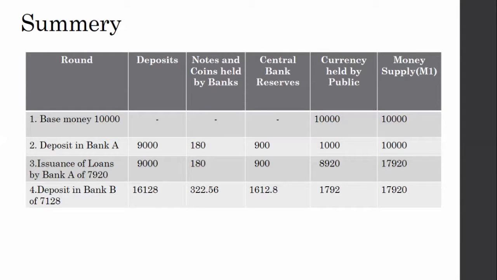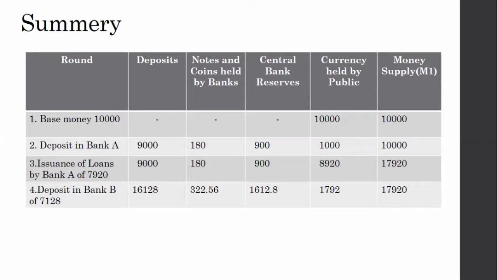So the currency held by public is 10,000. No deposits, no notes or coins held by banks, no central bank reserves at the first step, right? So then the money supply should be equal to currency held by public plus the deposits. But at that stage, no deposits. So the money supply equals the currency held by public, which is 10,000.